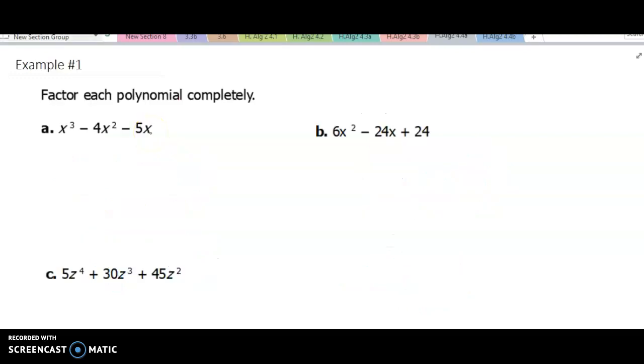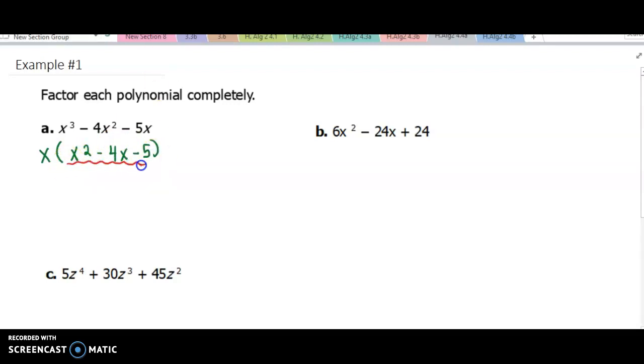All right, so let's look at example 1, and each of these should be a review as well. Okay, so first and foremost, before we factor anything, I want to look for a GCF. So if I look at A, I notice each of these terms I can factor out an x. And when I do, I'm left with x squared minus 4x minus 5.